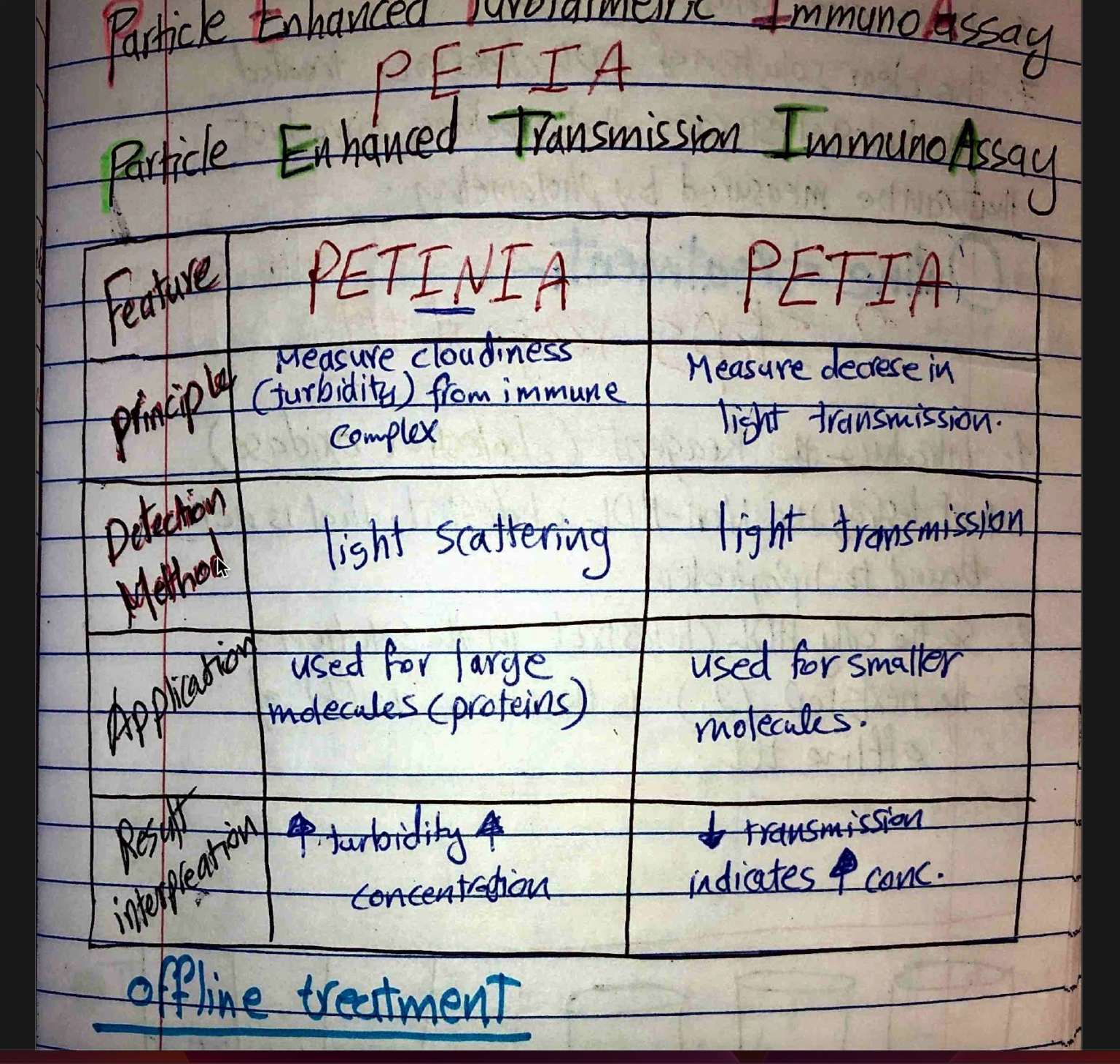So what causes light scattering? Because it's turbidity, the light is scattering, and it's used for the larger molecules of proteins. So increasing the turbidity means increasing the concentration. So we have something called PETINIA, and the question is, what is PETINIA? It is a particle enhanced turbidimetric immunoassay. And when I say turbidity, that means we measure the cloudiness of these products. We measure the turbidity of these particles, and the particles here are immune complexes.